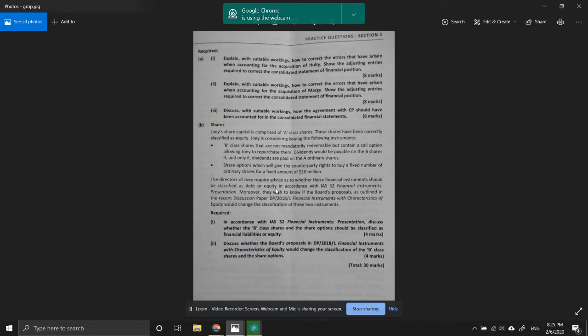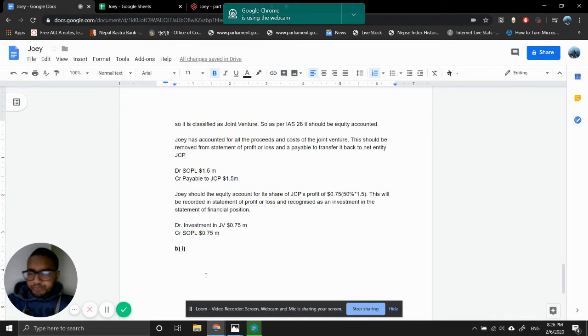The directors of Zoe require advice as to whether the financial instruments should be classified as debt or equity in accordance with IAS 32 Financial Instruments: Presentation. Moreover, they wish to know the Board's proposal as outlined in the recent discussion paper DP/2018 Financial Instruments with Characteristics of Equity, that would change the classification of these two instruments. So, in accordance with IAS 32, discuss whether the B class shares and the share options should be classified as financial liability or not. Okay, let's discuss it.